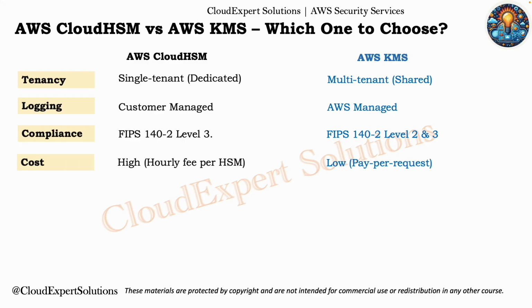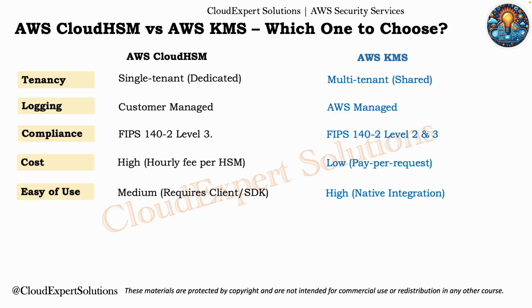Now let's talk about cost. CloudHSM is more expensive because you pay an hourly cost for the dedicated HSM device, whereas KMS is much more cost effective, where you are only paying per request and for the customer managed key. That is why KMS is suitable for large scale applications. Finally, ease of use. AWS CloudHSM requires more setup, including installing client software and managing users and keys manually. Whereas KMS is much easier to use. KMS has native integration across AWS services like S3, EBS, and RDS.